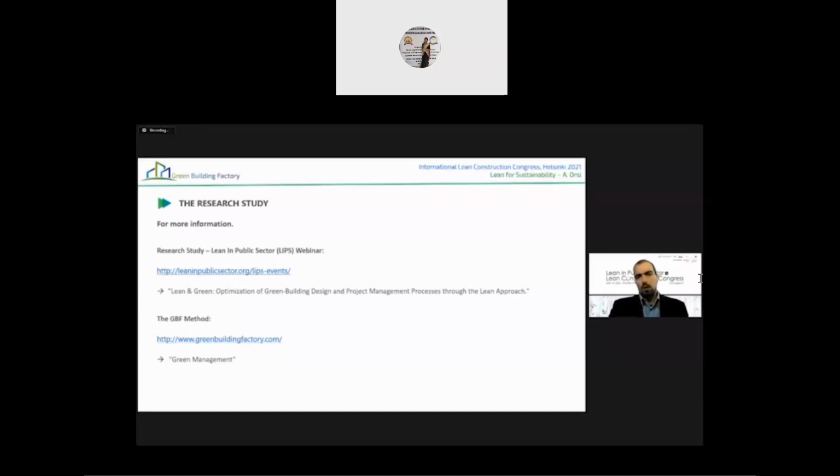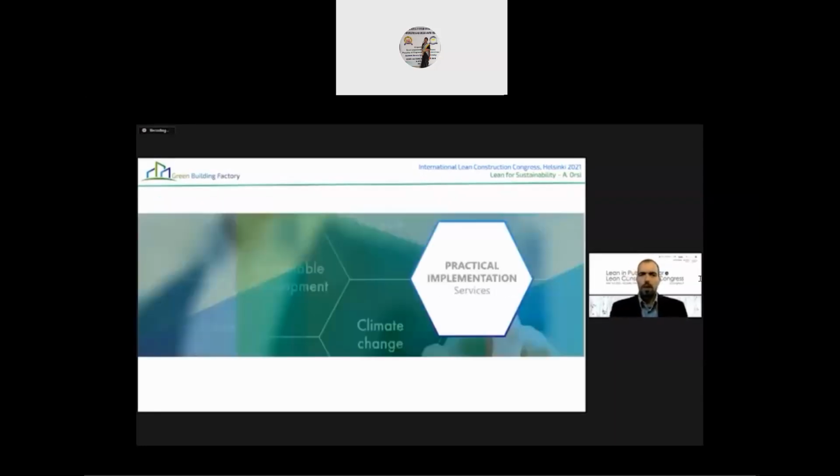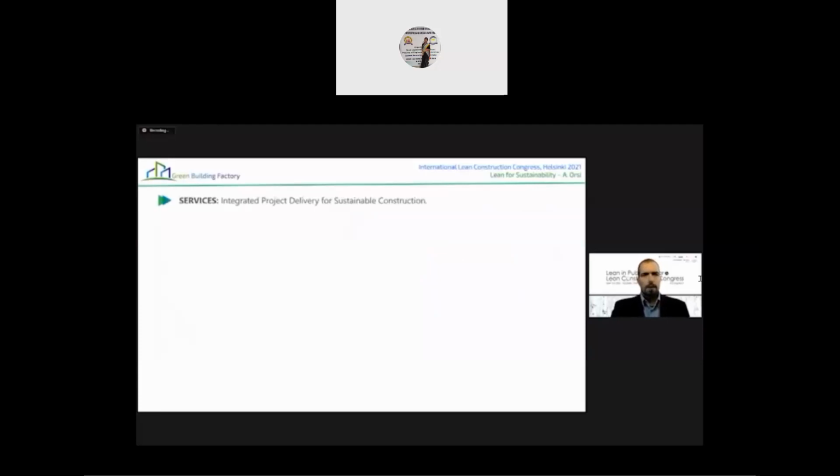So now we are going to see how the practical implementation could look. Because after that we said, hey, how could we design better processes? How can we not just detect the waste, but avoid it from the beginning? And so we split this presentation in 2. One, practical implementation for services, and then the practical implementation for procurement. In relationship with services, we tried to develop a sort of IPD for sustainable construction. And it worked more or less like this.